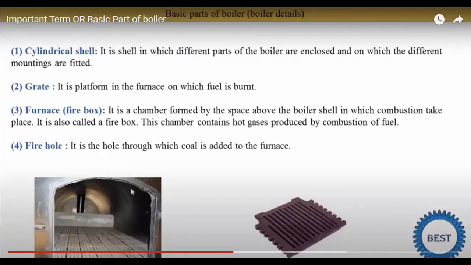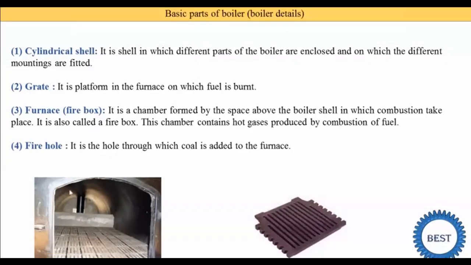This is the door as well as the fire hole. In some books they call it the fire hole, in some books they call it the fire door. So fire hole and fire door are both the same component. From this door or hole, the coal or different fuel is supplied to the furnace. It is known as the fire hole.